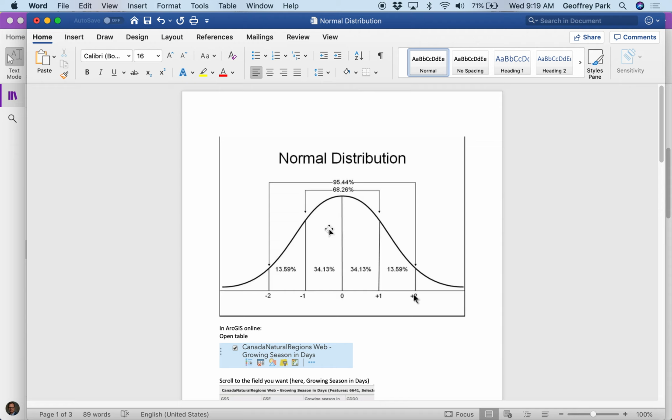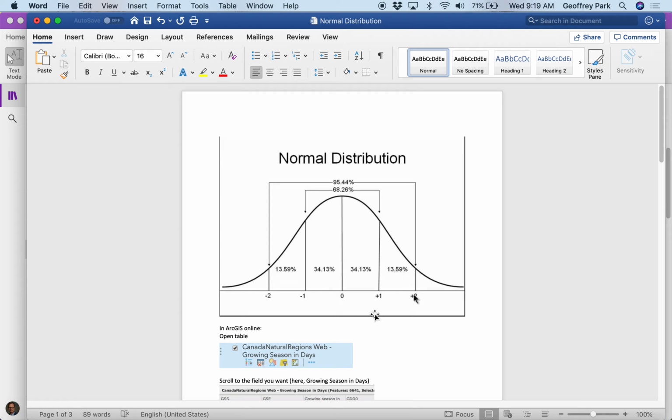And what it means is that, as you can see, about 68% of all people will fall within one standard deviation of the mean. So if you're just a little bit taller than the mean or a little bit shorter than the mean, that's not unusual. This is slightly unusual. This is very unusual, right?